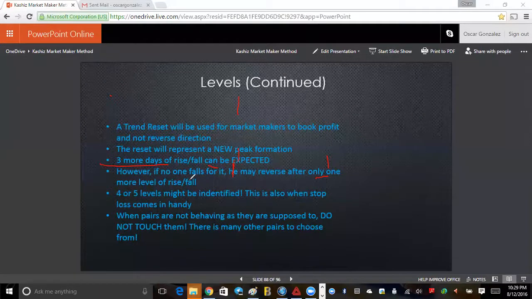However, if no one falls for it, he may reverse after only one more level of rise or fall. Four or 5 levels might be identified. This is when stop losses come in handy. For example, I think some of my students were using stop losses on those EG. You know who you are. But yes, 4 or 5 levels might be identified. Stop losses come in handy here also, okay?